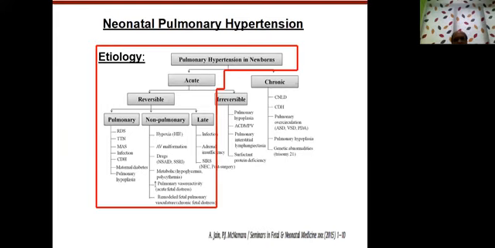Now, coming to the etiology of pulmonary hypertension, what we are focusing on today are mainly acute causes, which are reversible, based on pulmonary or non-pulmonary cause, like hypoxia, like birth asphyxia, which can lead to pulmonary hypertension, or some late causes like infection, where pulmonary hypertension can be one of the conditions we treat.